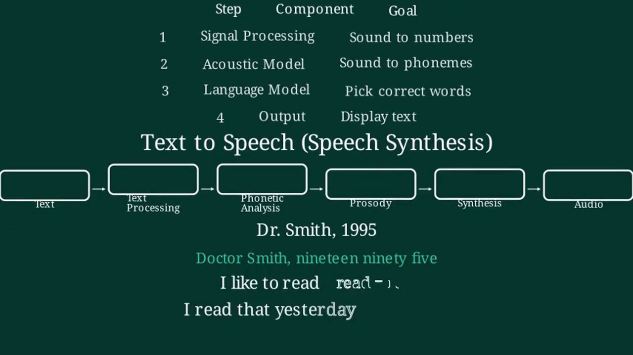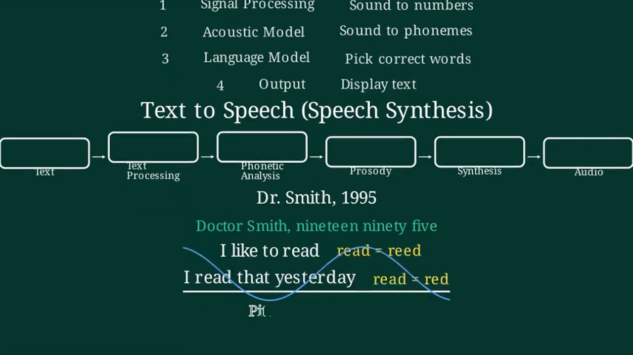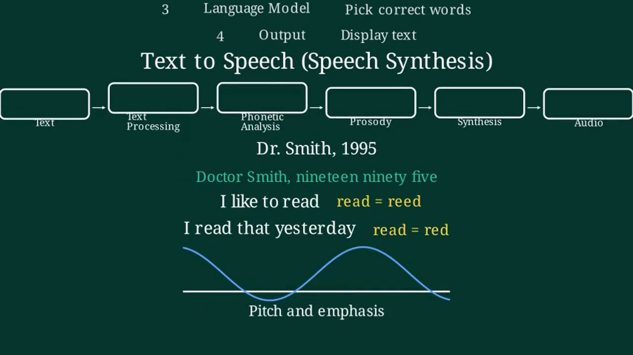Step 2 is phonetic analysis. The system decides how words are pronounced. For example, read can be read or red, depending on context. Step 3 is prosody, the rhythm and emotion in speech. We adjust pitch, duration, and emphasis.